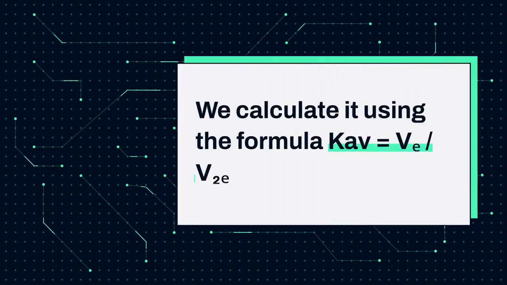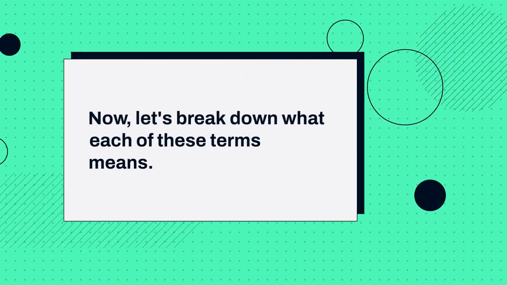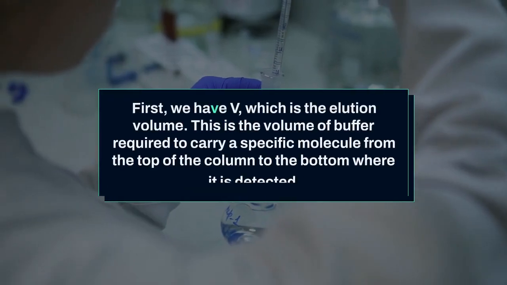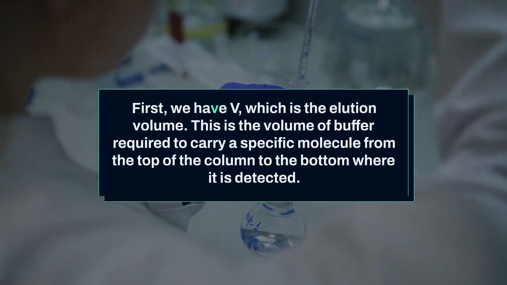We calculate it using the formula, KAV equals (Ve − Vo) / (Vt − Vo). Now, let's break down what each of these terms means. First, we have Ve, which is the elution volume.